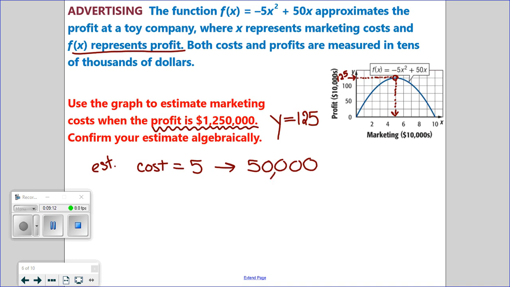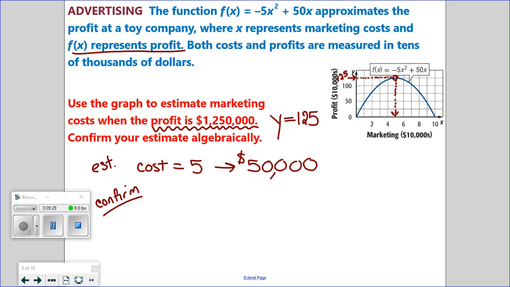Right, 4 zeros. So it's actually $50,000. I would estimate that it's a marketing cost of $50,000. Okay, now the confirming is a little bit different. And I'm going to go based off of what they gave me, because technically that's what I should do, is confirm using what they gave me.